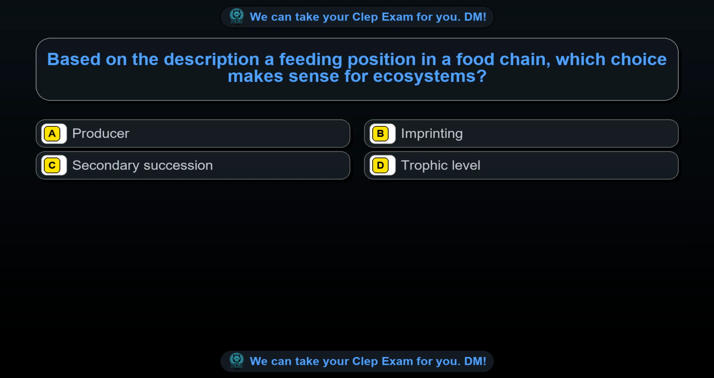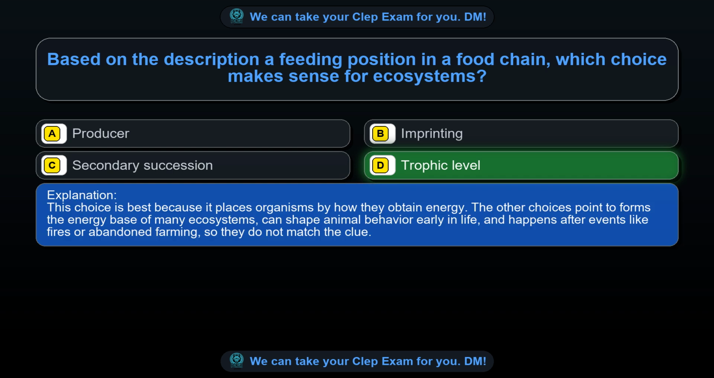Question 75. Based on the description of feeding position in a food chain, which choice makes sense for ecosystems? Option A, producer. Option B, imprinting. Option C, secondary succession. Option D, trophic level. The correct answer is option D, trophic level. This choice is best because it places organisms by how they obtain energy. The other choices point to forms the energy base of many ecosystems, can shape animal behavior early in life, and happens after events like fires or abandoned farming, so they do not match the clue.